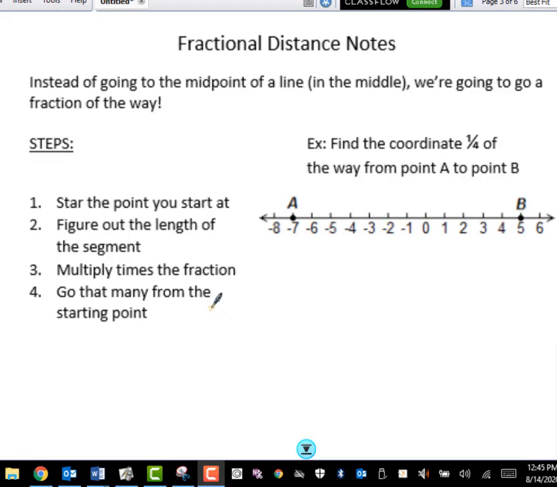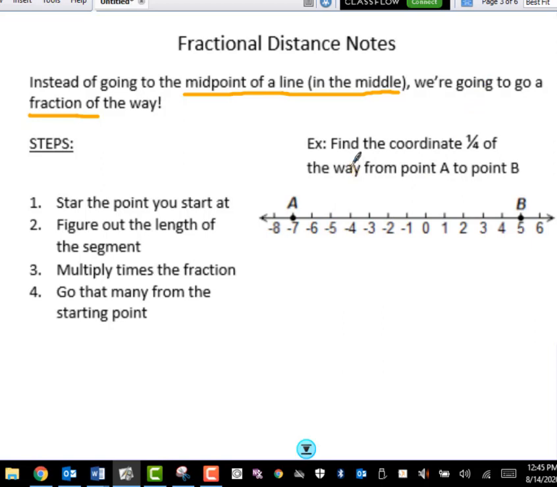All right, so another topic that's very similar to midpoint is fractional distance. So we just talked about going to the midpoint, which is the middle of the line. But what if we don't want to go exactly to the middle? What if we only want to go part of the way or a fraction of the way? Then we would be doing fractional distance.